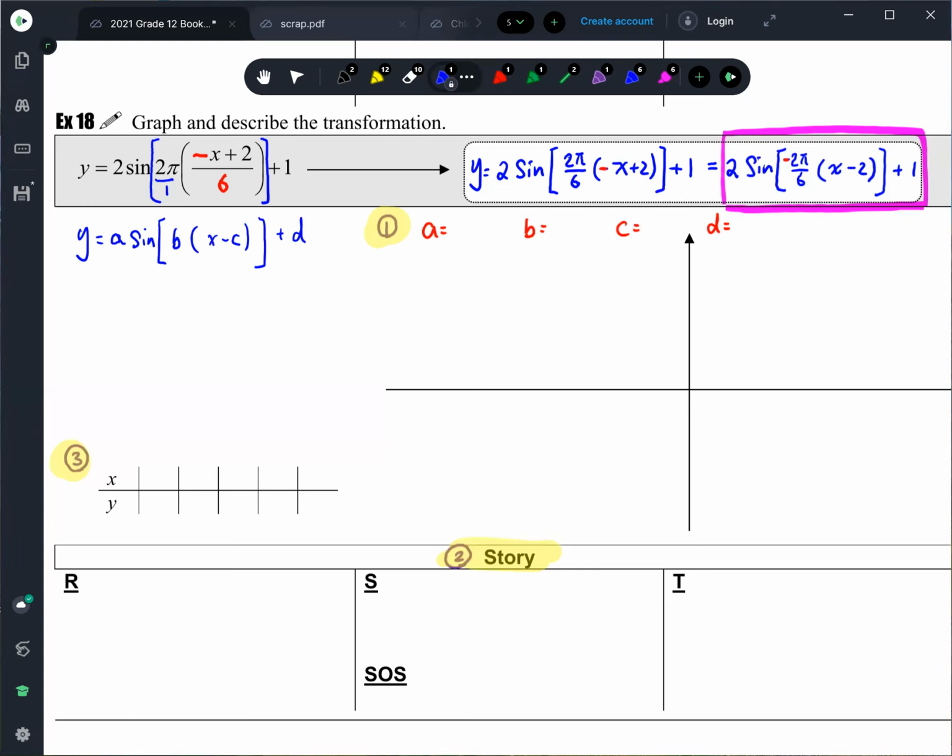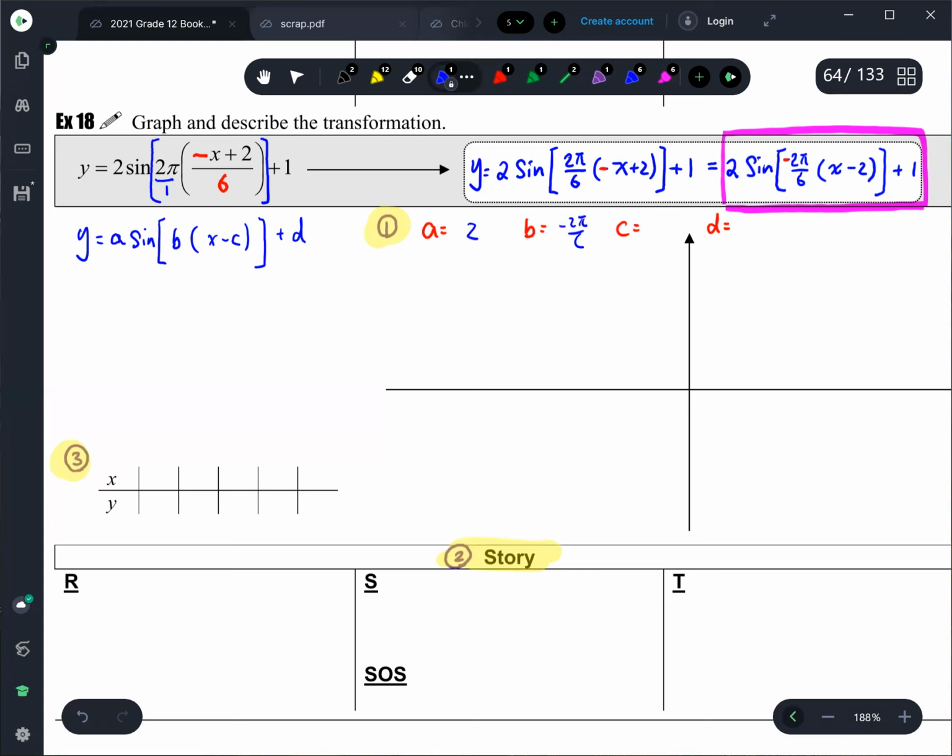We have 10 people already finished the story. Nick, what's your ABCD? A, I got 2. B equals negative 2 pi over 6. C equals 2, and D equals 1. Okay, so for this question, the value for C is 2. Even though inside you see x minus 2, your C, remember, you need to change it to plus 2.